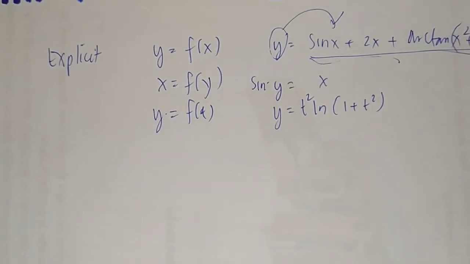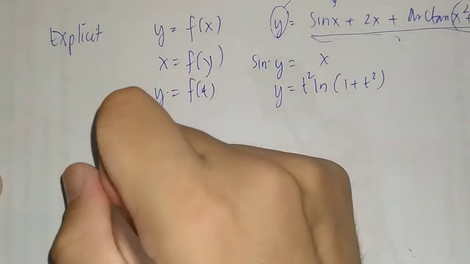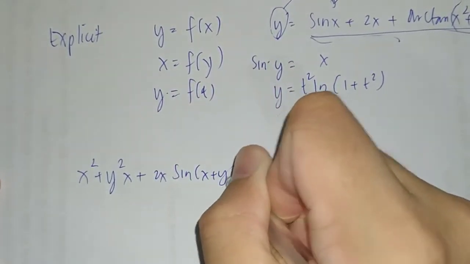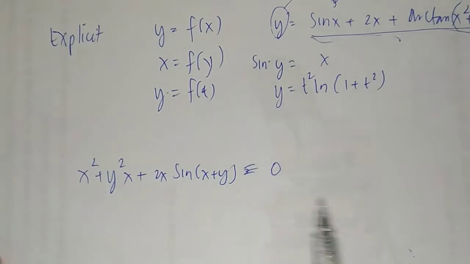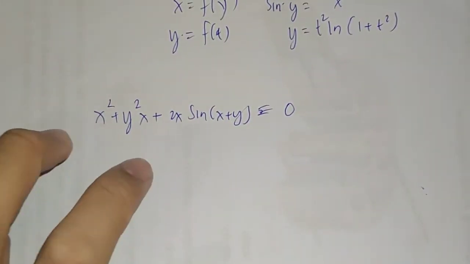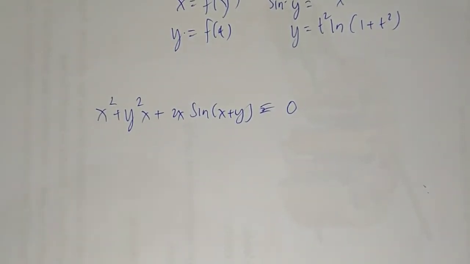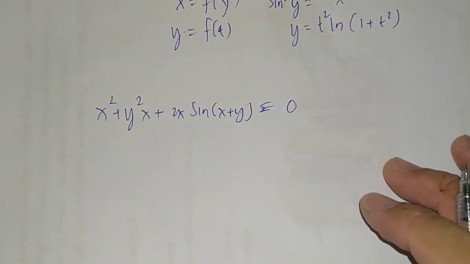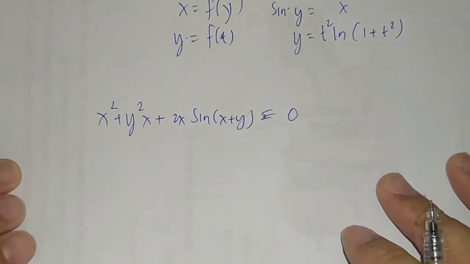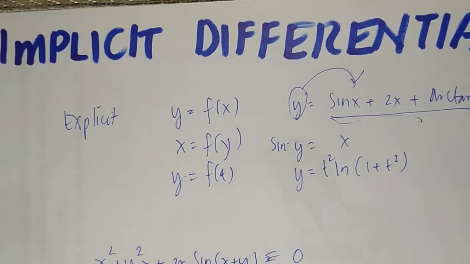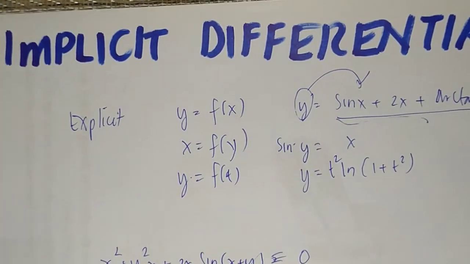Pag sinabi namang implicit, these are functions na hindi mo pwedeng mapaghiwalay. Say, for example, I have here x squared plus y squared x plus 2x sine x plus y equals 0. So, as you can see, hindi mo pwedeng paghiwalayin yung y or ma-express ang x in terms of y or y in terms of x. So, if the function given cannot be expressed as the other variable, that is called implicit function. So, ginagamit ang implicit differentiation for a given function na naka-express implicitly.